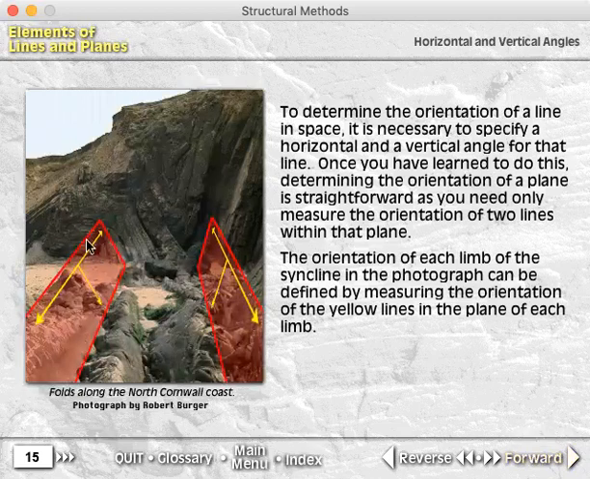So these measurements, you see marked out in yellow, help us define the planes of the fold limbs. And these fold limbs are what we would measure and what we would bring back and we would plot on a geologic map, or if we were creating a map. We can see the fold back here in the background.